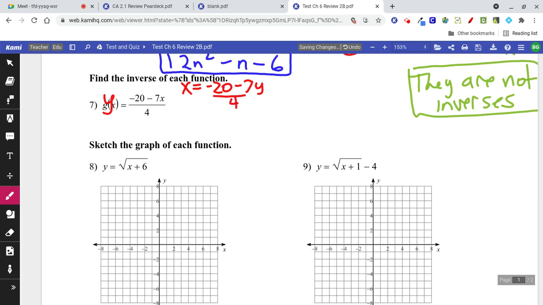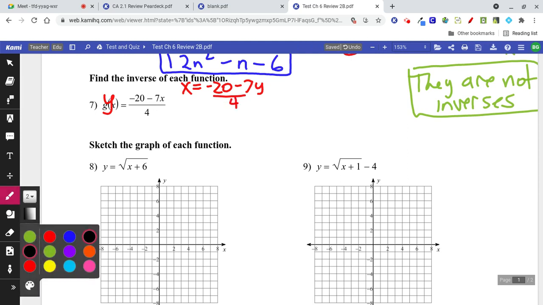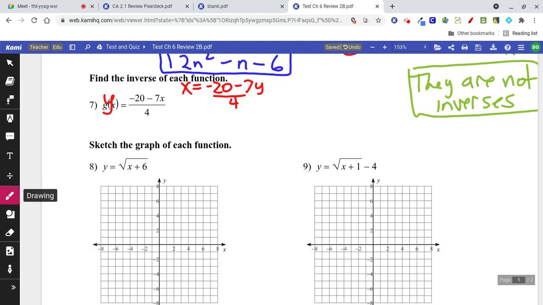Step 3, we're going to isolate the y. So solve for y. What I would do here is I would multiply both sides by 4. That's going to cancel out my fraction. I've got 4x equals negative 20 minus 7y. Notice I don't have to distribute that 4 because it canceled out.